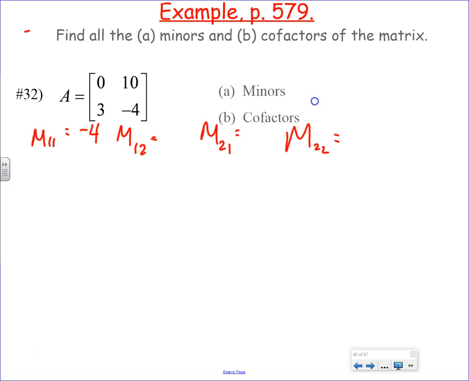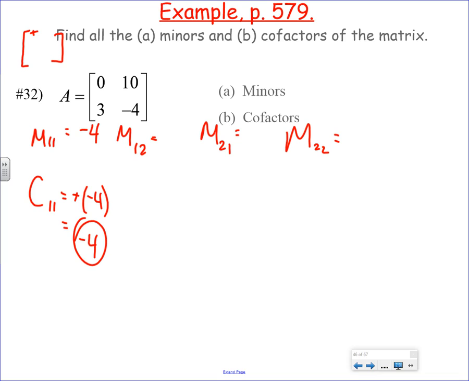So when I look at 1, 1, which is this spot right here, the 0, I need to ignore that row, ignore that column, and negative 4 is left. The cofactor would say, hey, take that negative 4 and multiply it by a positive. Well, does that change anything? No. So it's still going to be negative 4. The cofactor says, hey, keep it the same sign. All right, fine, I'll keep the same sign. But the minor says, ignore that row, that column, take what's left.